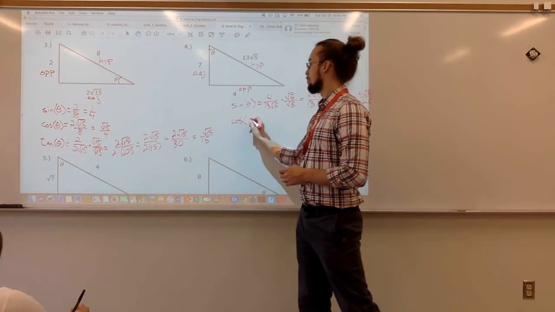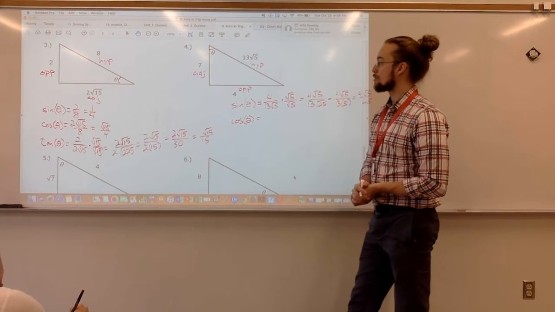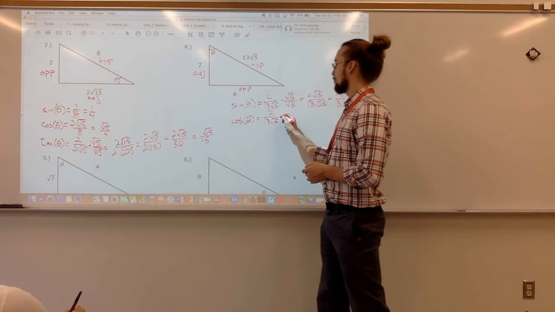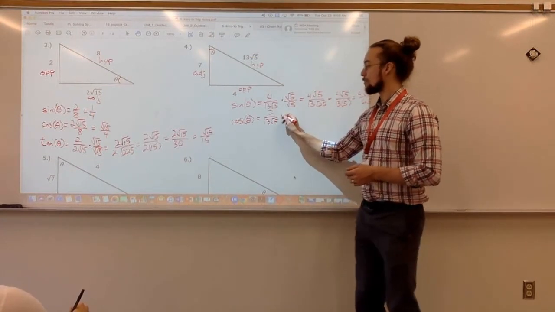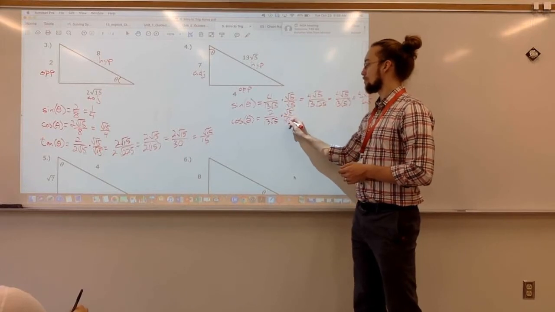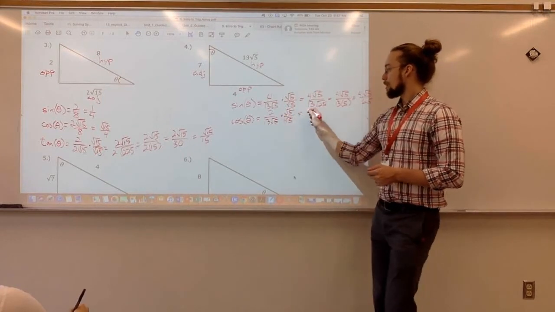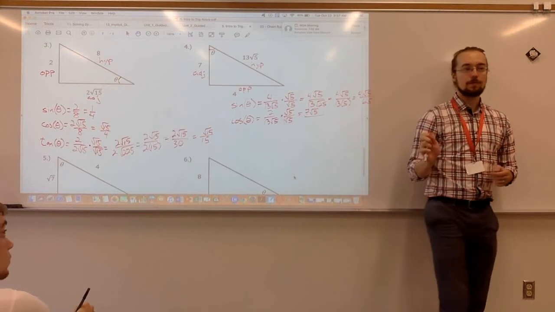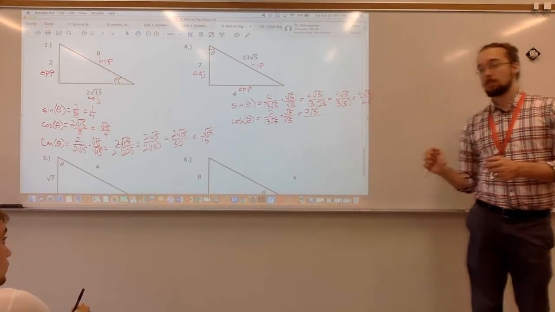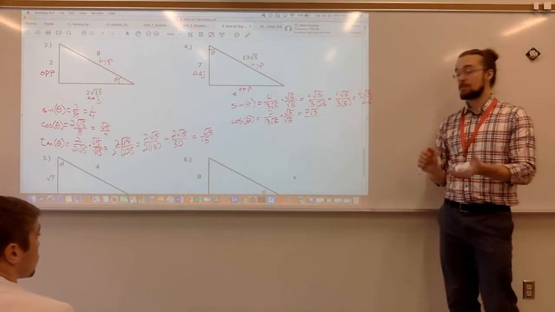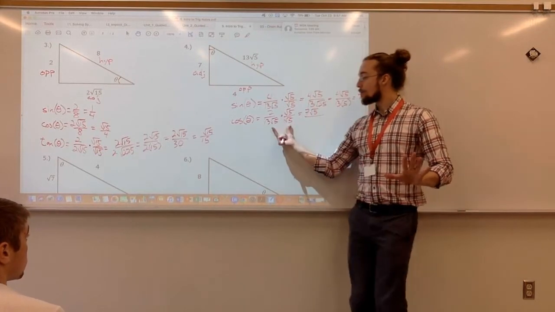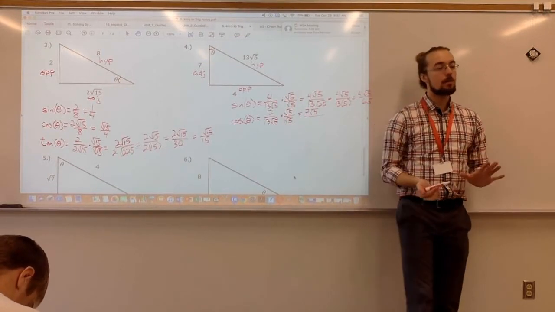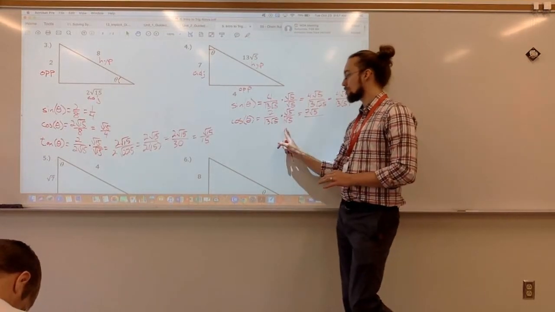Something similar would happen if I do the cosine. Cosine would be adjacent over hypotenuse, so 7 over 13 times the square root of 5. Again, I would need to multiply by the square root of 5 over the square root of 5. Are we starting to recognize a pattern here? The square root of 5 times the square root of 5 is just going to be the square root of 25, which is 5. Whenever I multiply a square root times the square root of itself, I'm just going to get that number every single time. That's the whole reason that we're doing this.